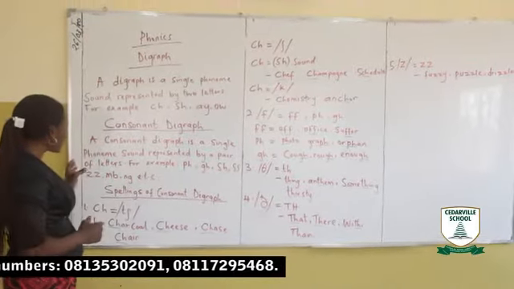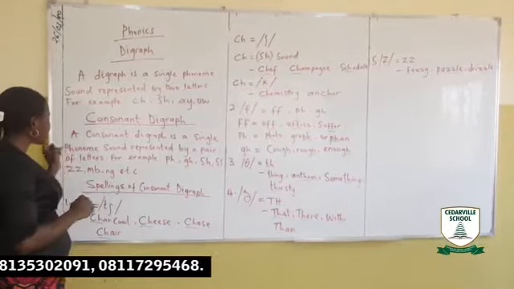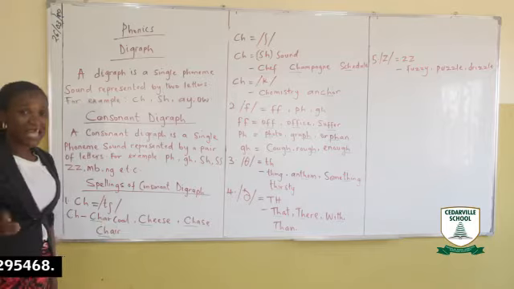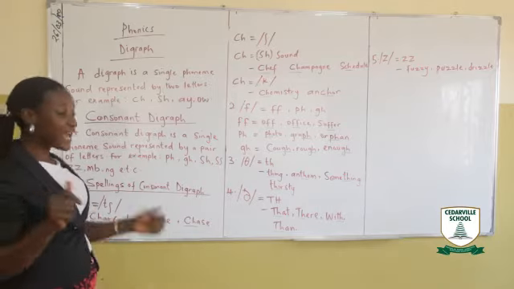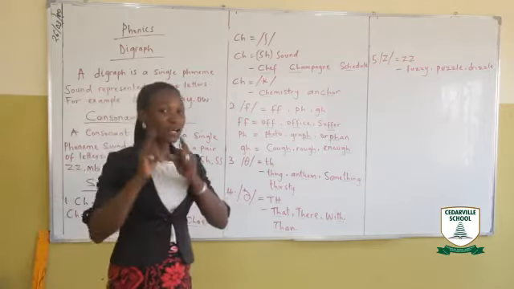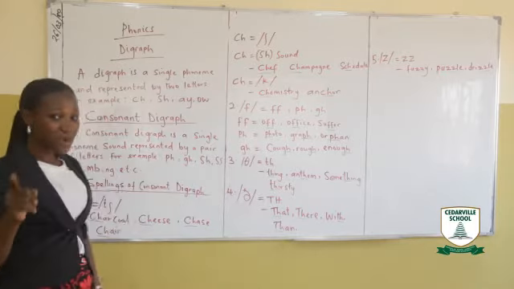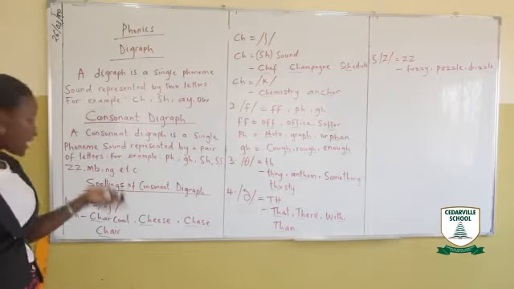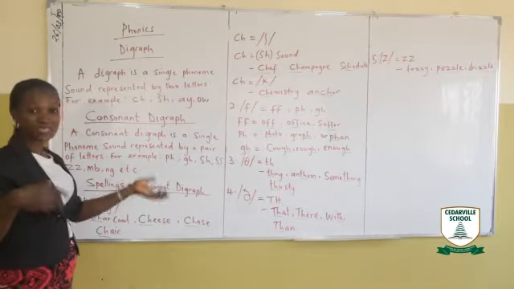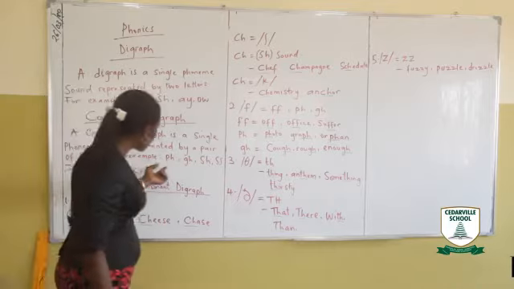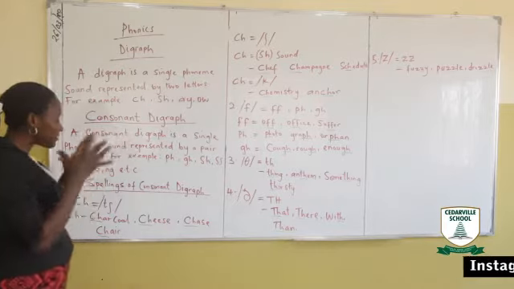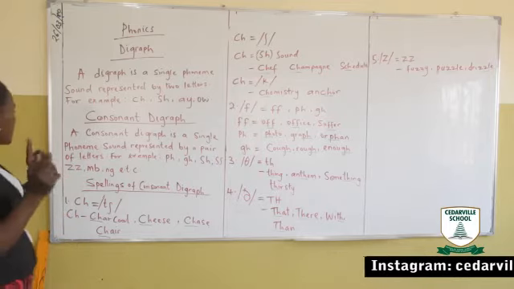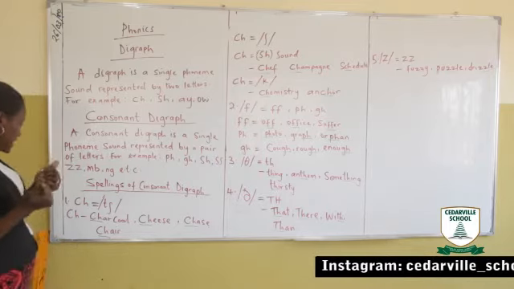Now the consonant digraph is a single phoneme sound represented by a pair of letters. A consonant digraph is a single phoneme sound represented by two letters or a pair of letters, as the case may be. I gave the examples initially. You can still have it. The PH, the GH, the SH, the SS, the Z sound, the M sound, and the N sound.